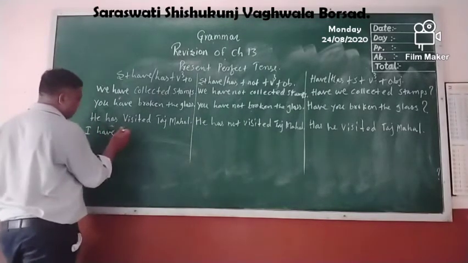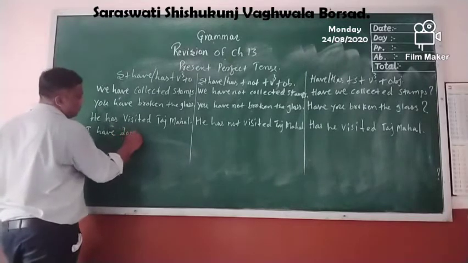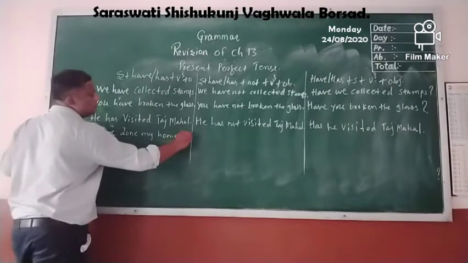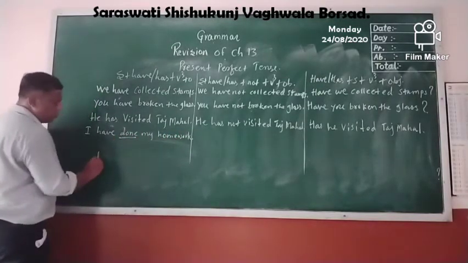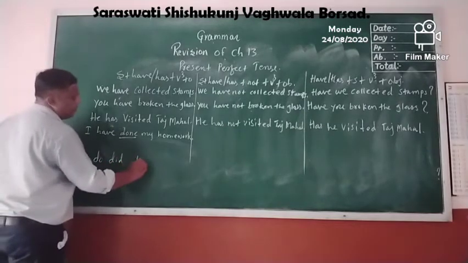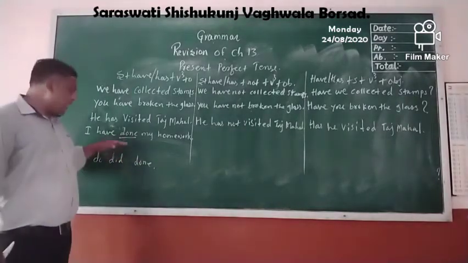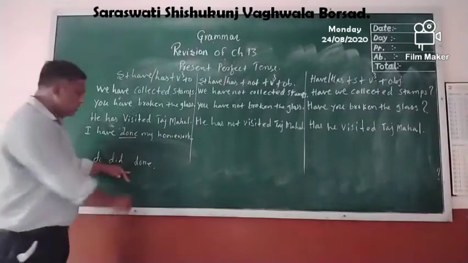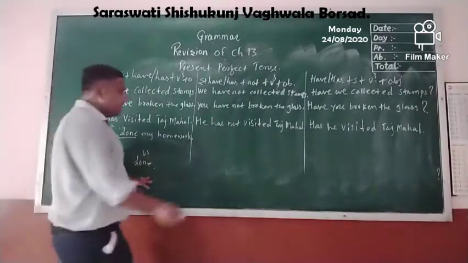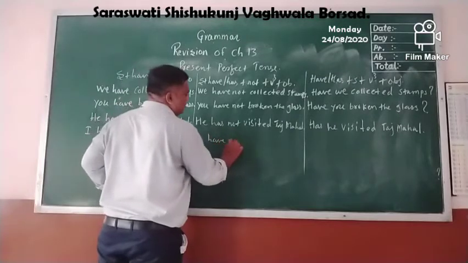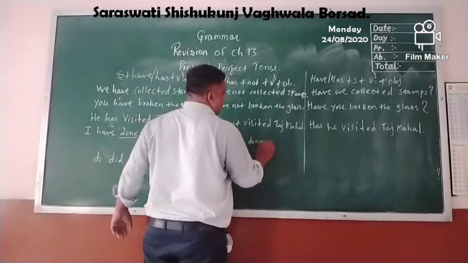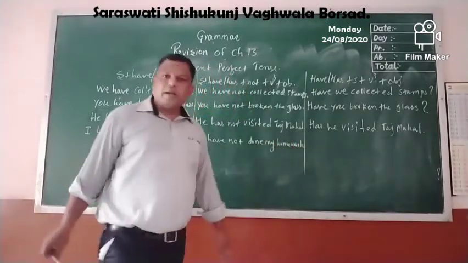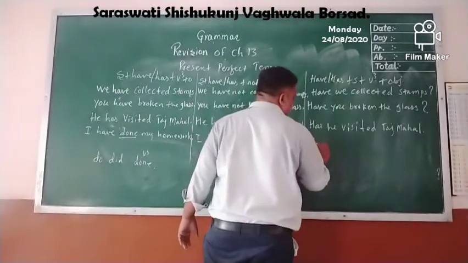Okay, let us take one more example. I have done my work, my homework. Now here you see done, I use do, did, done. So I have taken this action, say do, I do my work, then done. V3 is done. Then how can I say in negative? I have not done my homework. Have I done my homework?